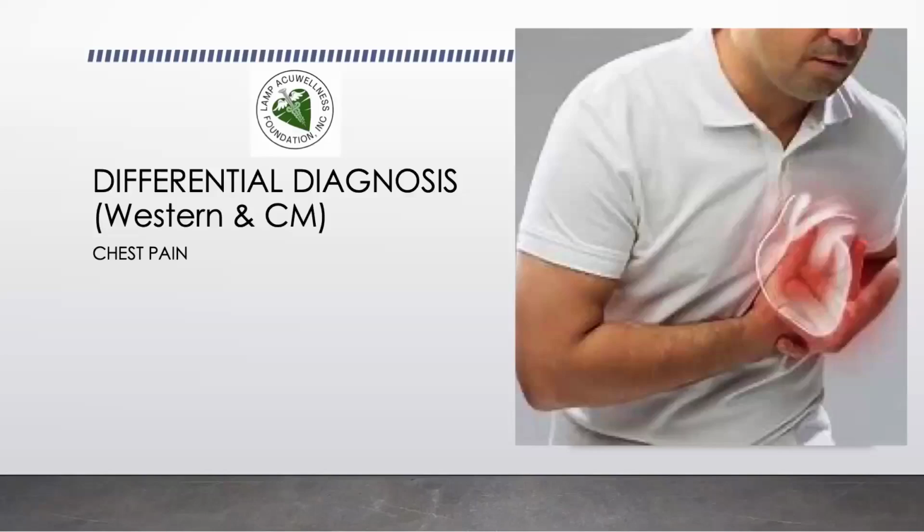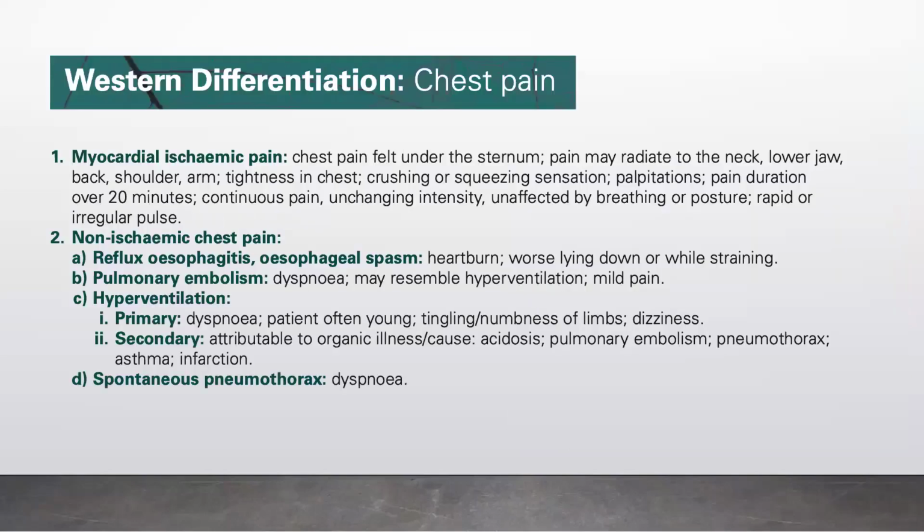Differential diagnosis, both Western and Chinese medicine, for chest pain. Western differentiation for chest pain. First, we have myocardial ischemic pain. This is chest pain felt under the sternum. Pain may radiate to the neck, lower jaw, back, shoulder, arm. Tightness in the chest, crushing or squeezing sensation, palpitations, pain duration over 20 minutes, continuous pain, unchanging intensity, unaffected by breathing or posture, rapid or irregular pulse.